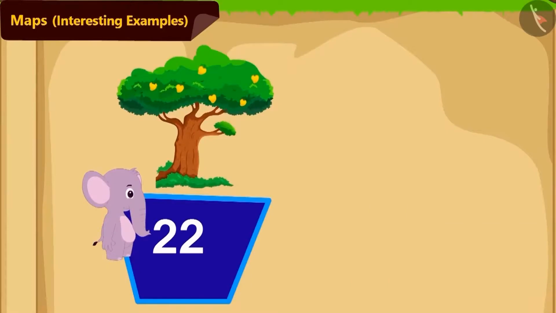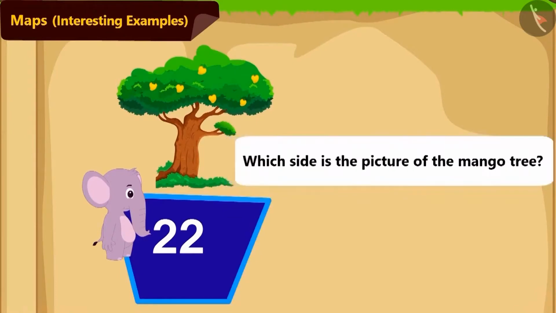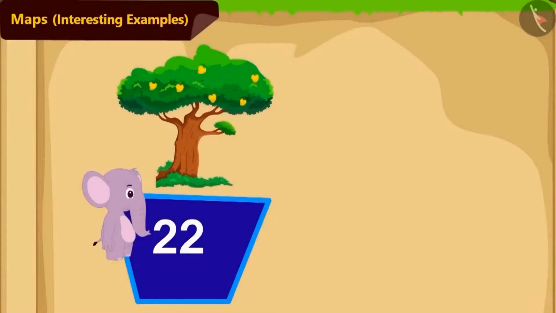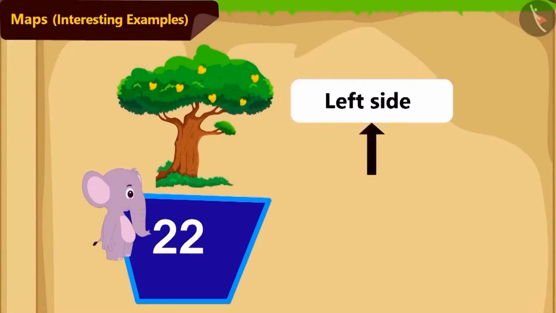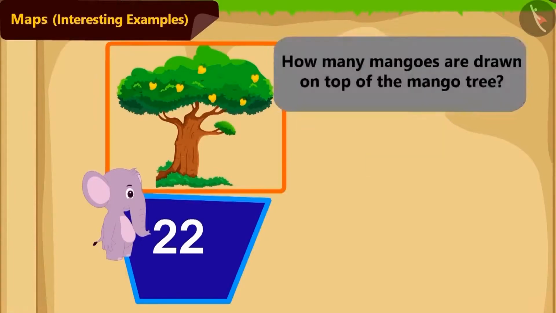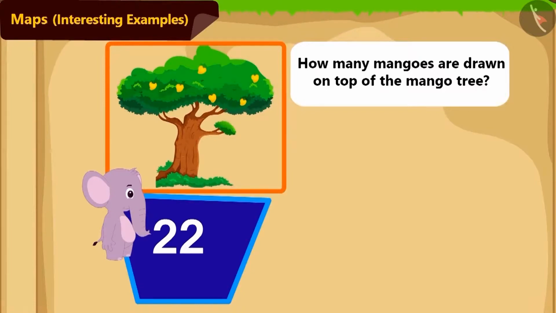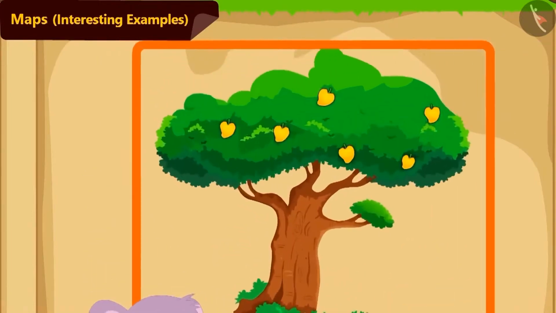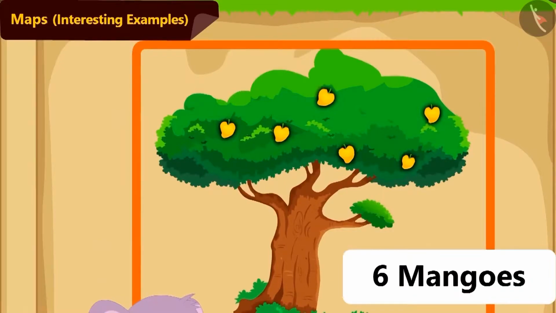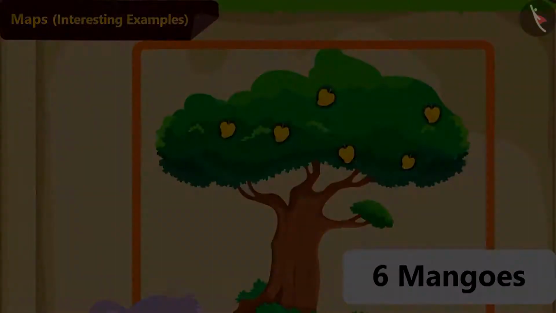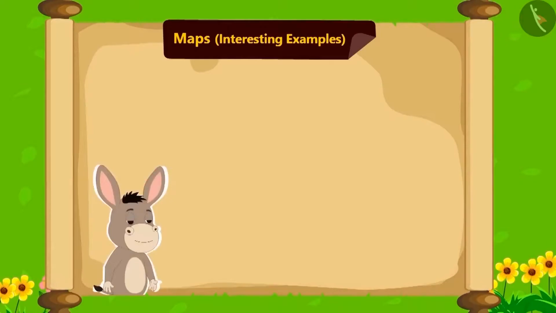Now can you tell on which side of tile number 22 is the picture of a mango tree? Yes, the picture of a mango tree is to the left of tile number 22. And how many mangoes are painted on top of that mango tree? Absolutely right, 6 mangoes. Now Bhola asked his final puzzle.